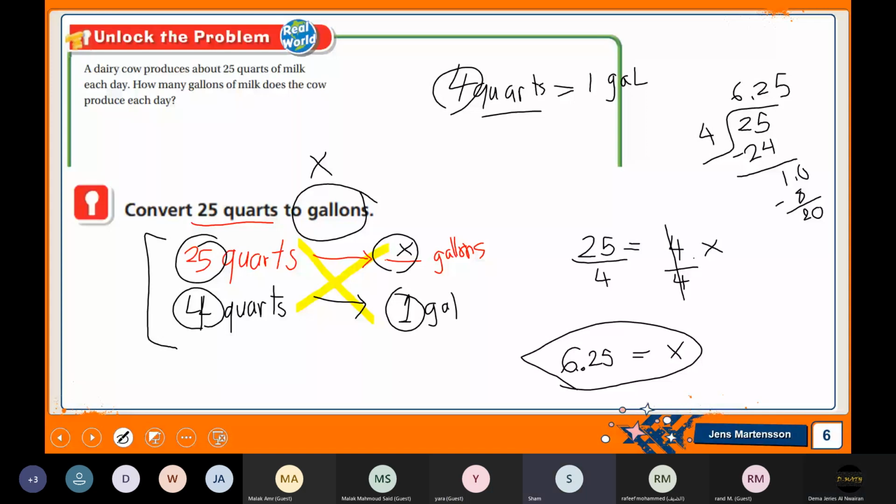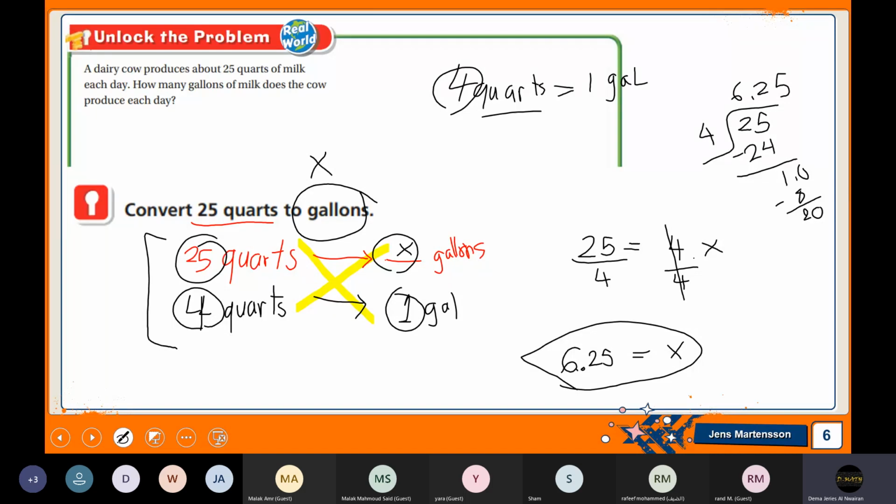Teacher, I have a question. Yeah, I know, but it's unknown. So why don't you just put X instead of doing all this? X means unknown. I know, teacher, but why should we do all of this just to know that it's unknown? So we have to find the unknown. We have to find how many quarts, 25 quarts, make how many gallons.